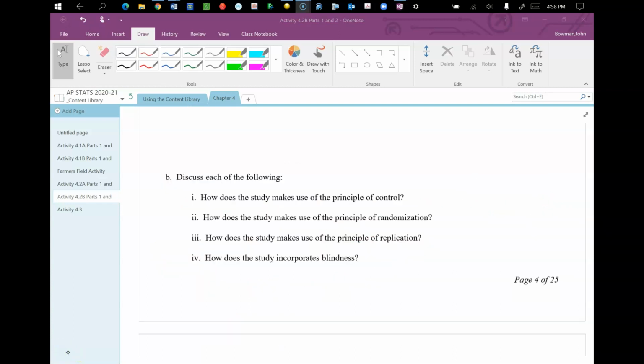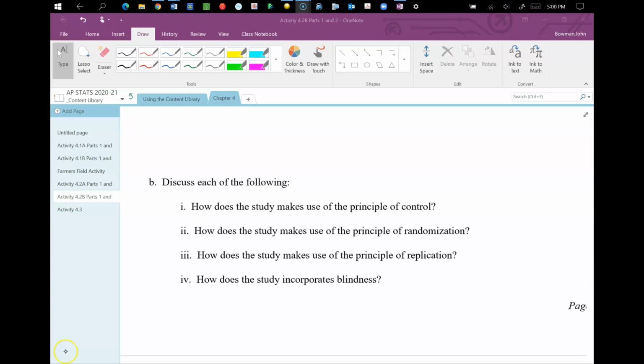All right, last part in the AZT experiment. I would like you to think about your answers to each of these. How does the study make use of the principle of control? How does the study make use of the principle of randomization? How does the study make use of the principle of replication? And how does the study incorporate blindness?